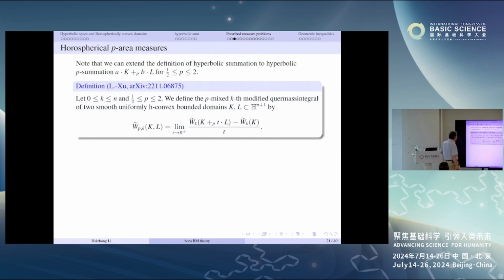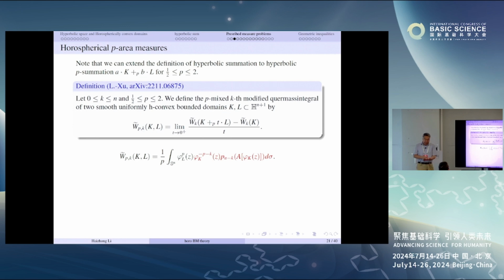But very funny, here p belongs to the range from 1/2 to 2. This is subtle, because in the smooth case we can only define p from 1/2 to 2. This is different from the Euclidean case. I don't give detail here. Using this, we can calculate. Given two h-convex domains K and L, we can define this limit, and then we find the integral on the right-hand side involves f_L.